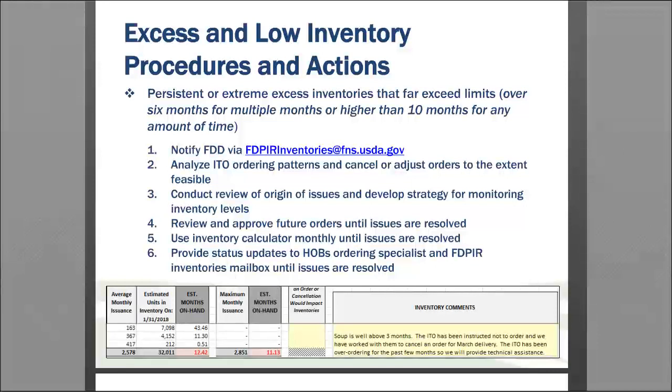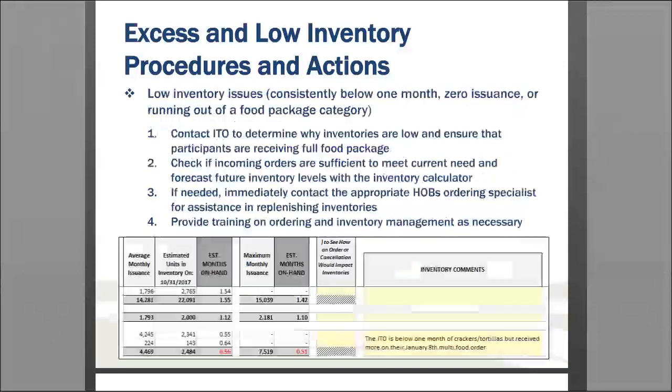office and the ITO to reduce inventory levels as quickly and efficiently as possible. Again, you should see if any future orders need to be canceled, figure out the origin of the issue, and develop a monitoring strategy for inventory levels moving forward. You should also be approving any future orders until the issue is resolved. Additionally, in this situation, provide status updates to the national office while the issue is ongoing. In the scenario on this slide, we can see that soup is over 10 months. The note tells us that the ITO will not be ordering and that technical assistance is ongoing.